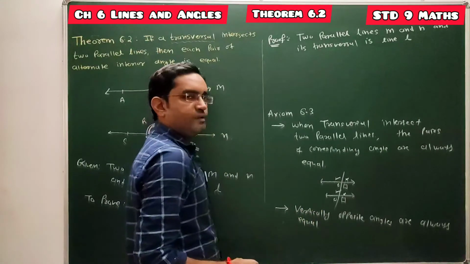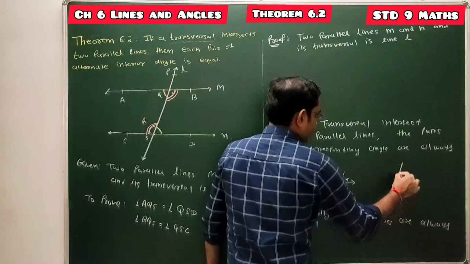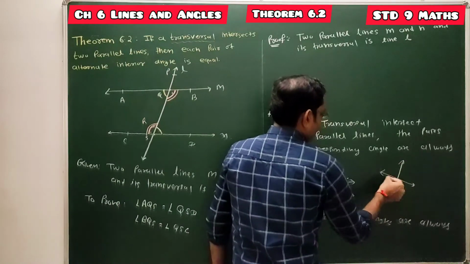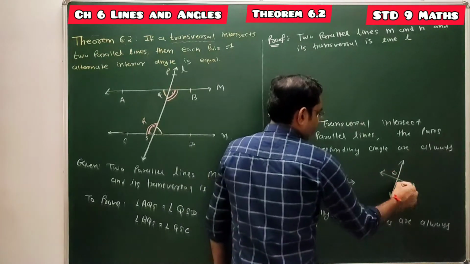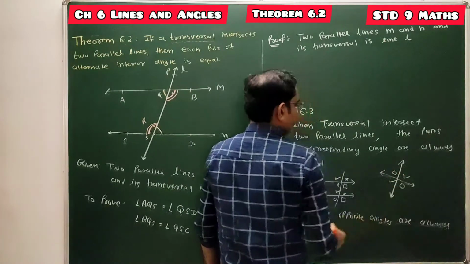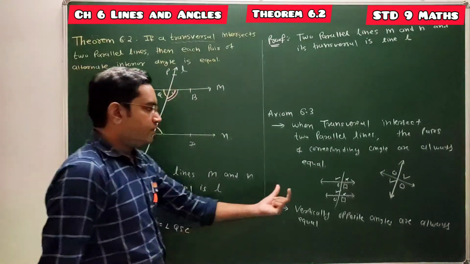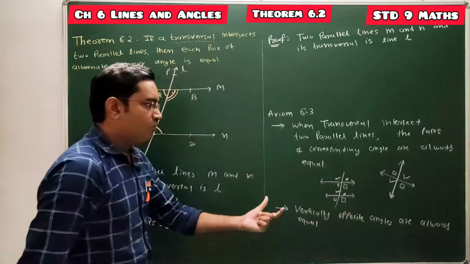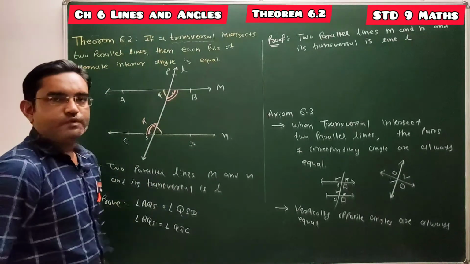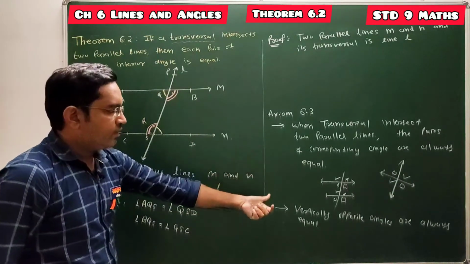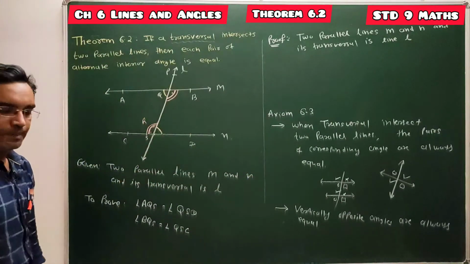Vertically opposite angles are always equal. What is a vertically opposite angle? When two lines intersect each other, two pairs of vertically opposite angles are formed. So this pair of angles and this pair of angles are always equal. We will use these two properties in this diagram to derive our proof. Clear, students? So first note down this property, and we will use it in our theorem.